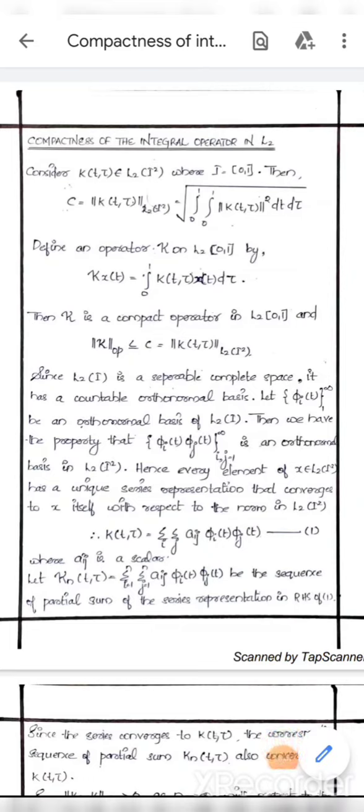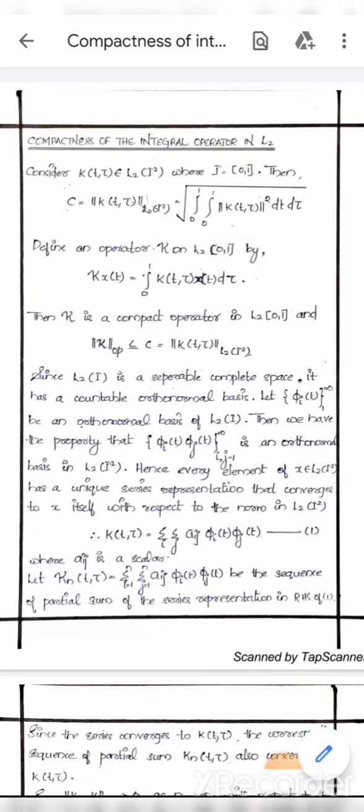In the previous sections, while proving the boundedness of the operator, we have seen that the operator norm of script K is less than or equal to the norm of k of t comma tau. Right. So here we can say that the operator norm of script K is less than or equal to C. We have defined the C already before.